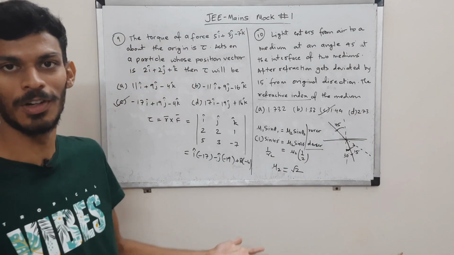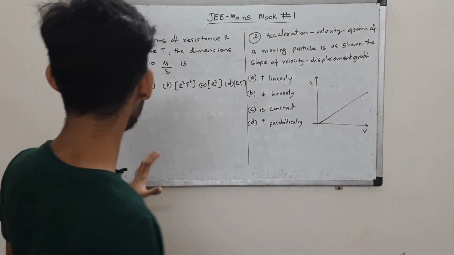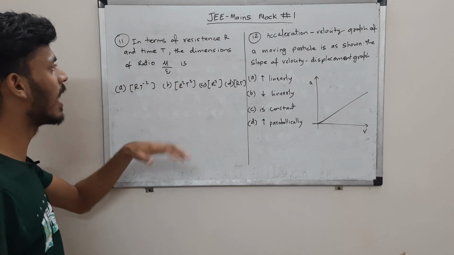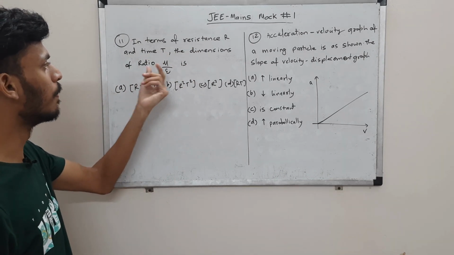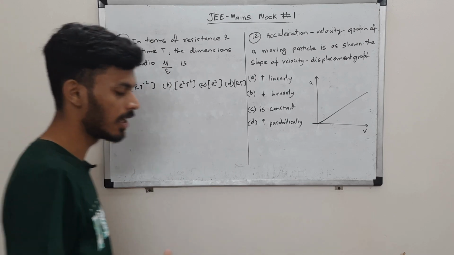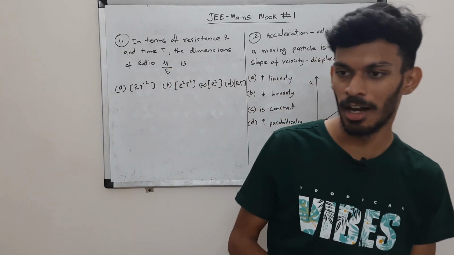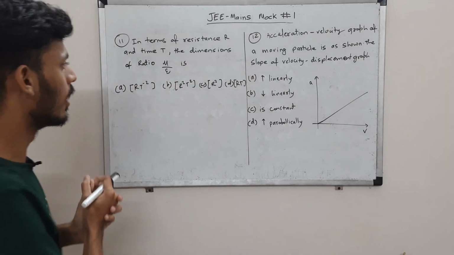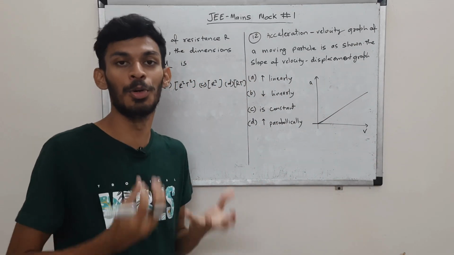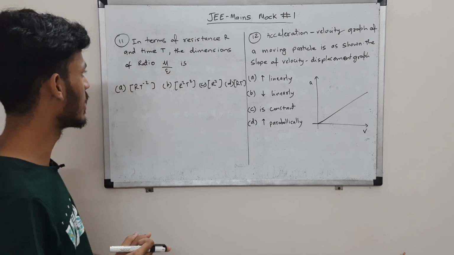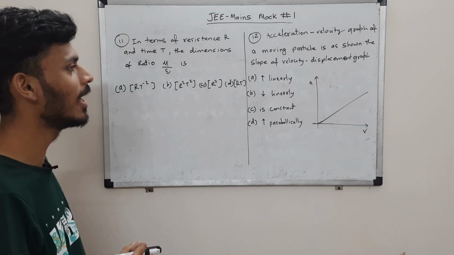So over to the next question, 11 and 12 over here. In question 11, we are supposed to express in terms of resistance R and time T the dimensional formula for mu by epsilon naught. Mu is permeability and epsilon is permittivity. Now there is no easy way of doing this. Of course, it's doable, but it's lengthy. I don't know any easy way of doing it. If you know, do let me know in the comment section. I'll do it the hard way.